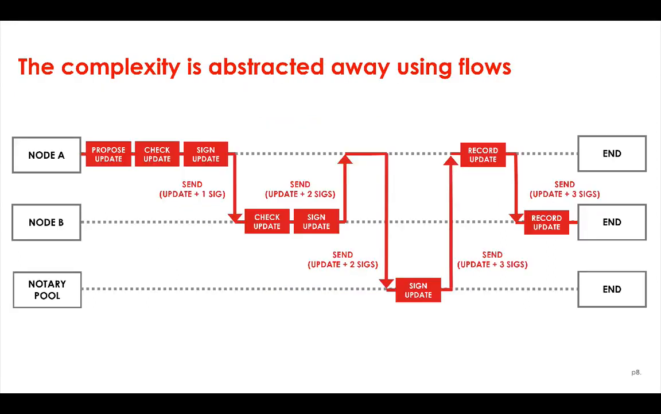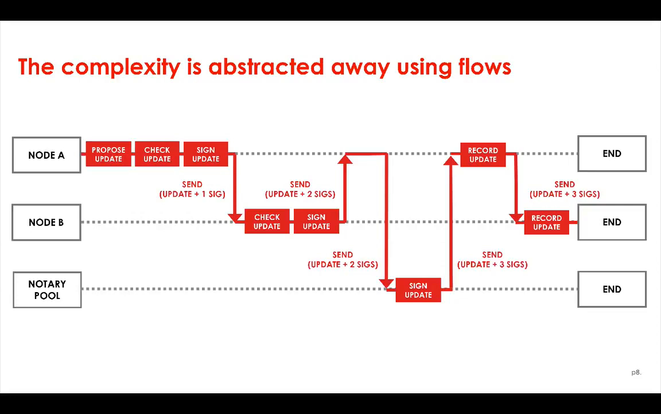For their node to be useful, a node operator will want to install one or more flows on their node. And these flows describe a sequence of actions for the node to perform. So here in the diagram, we have an example flow where one node, node A, is attempting to perform a transaction to update the ledger. So we start by telling node A to create, verify, and sign a transaction, and then to send it on to another node, node B.